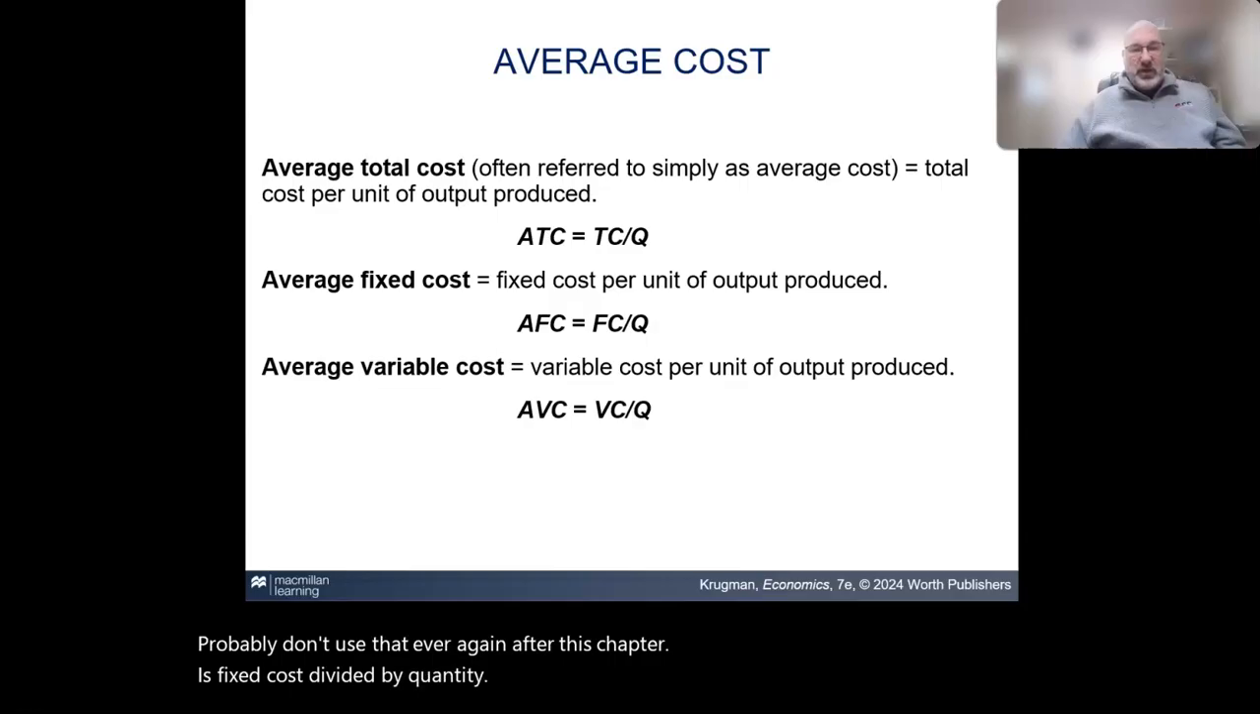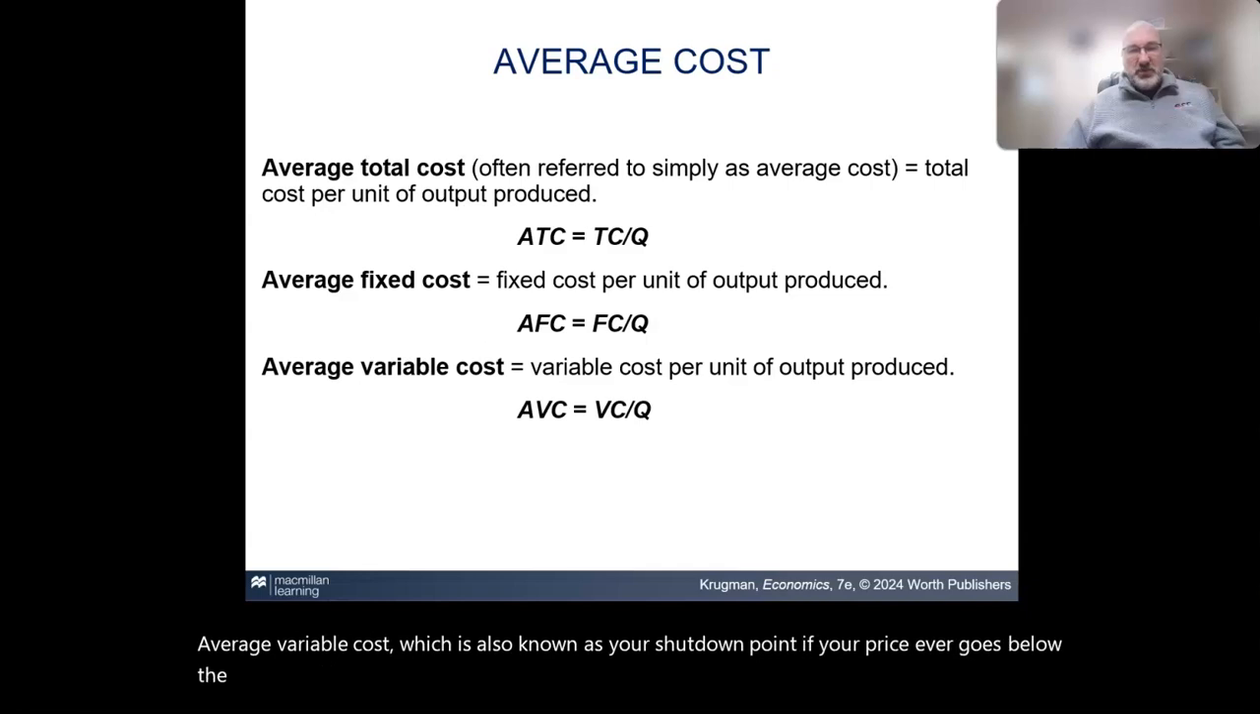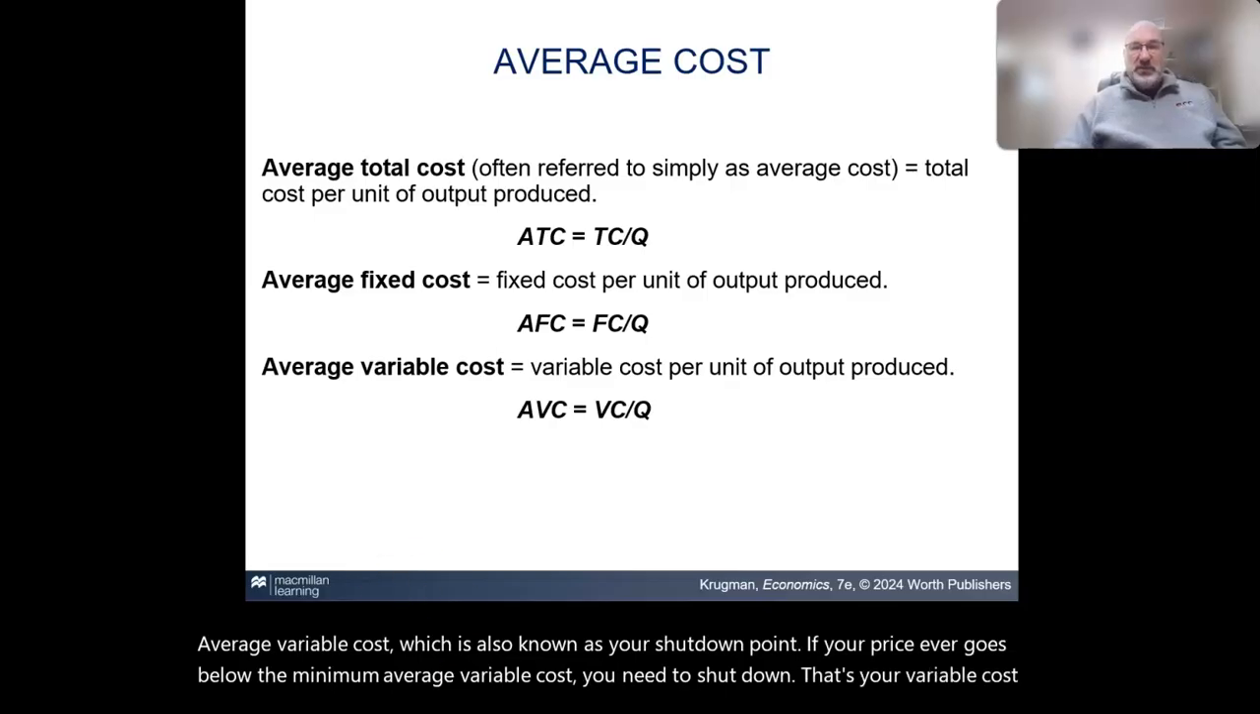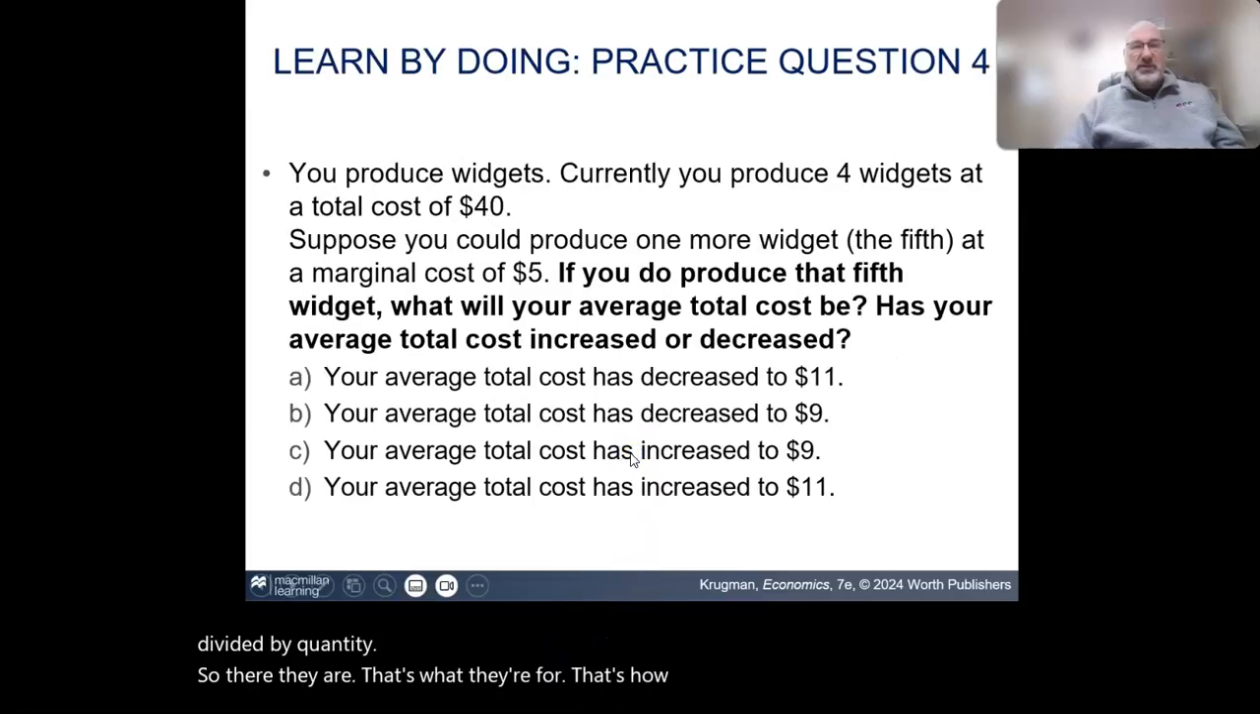Average variable cost, which is also known as your shutdown point. If your price ever goes below the minimum average variable cost, you need to shut down. That's your variable cost divided by quantity. So there they are. That's what they're for. That's how they're used in economics. There we go.